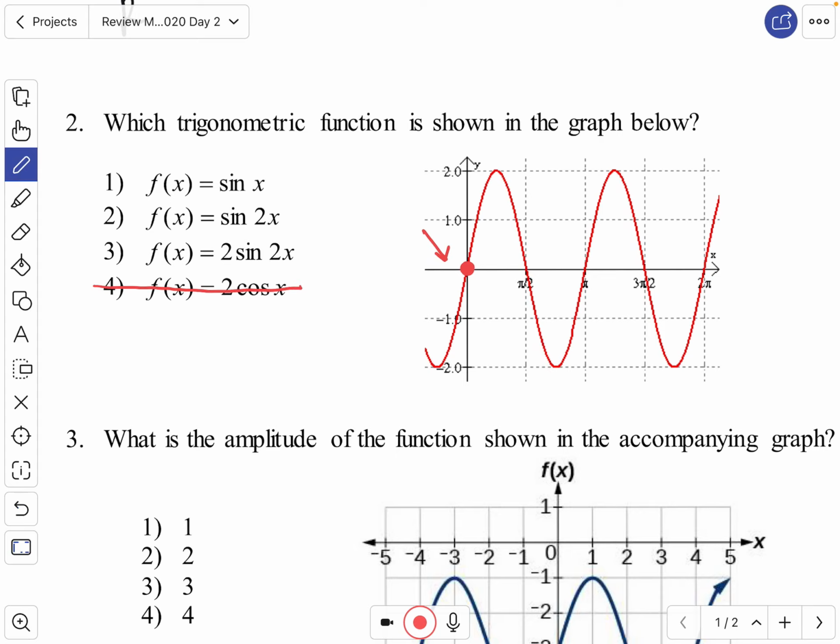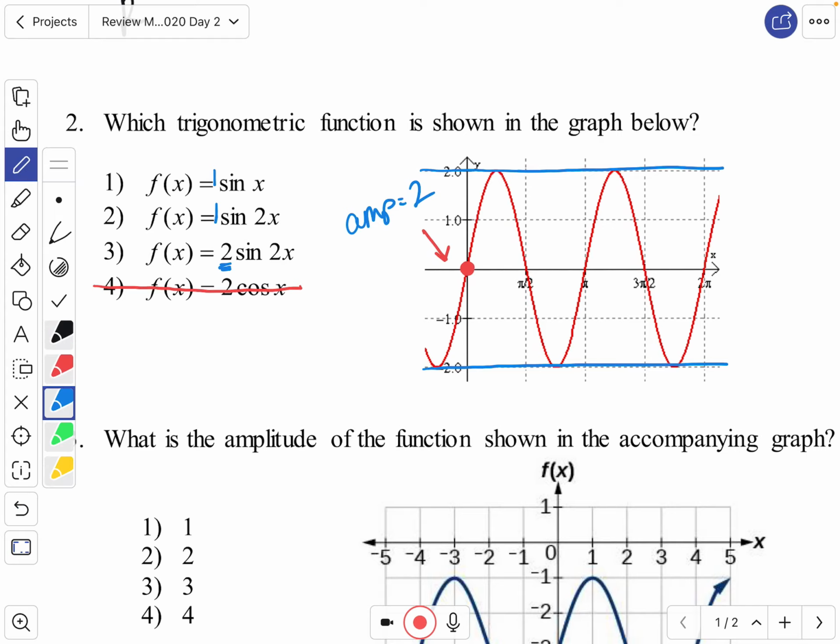The second thing that I'm interested in is to see what the amplitude is. Your amplitude is how high and how low you go from the center. So what I notice is that we're going up to 2 and we're going down to 2. Therefore, our amplitude has to be 2. If you look at choices 1 and 2, there's no number, which indicates that the amplitude is 1, but if you look at choice 3, the amplitude is 2. Therefore, by process of elimination, it has to be choice 3.